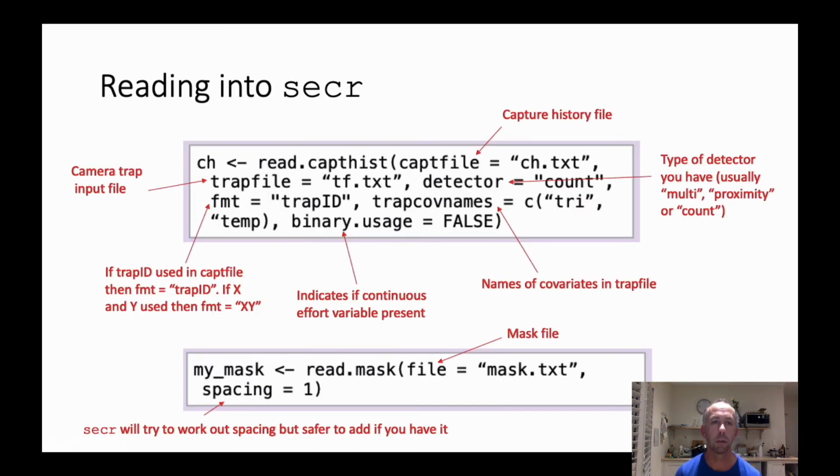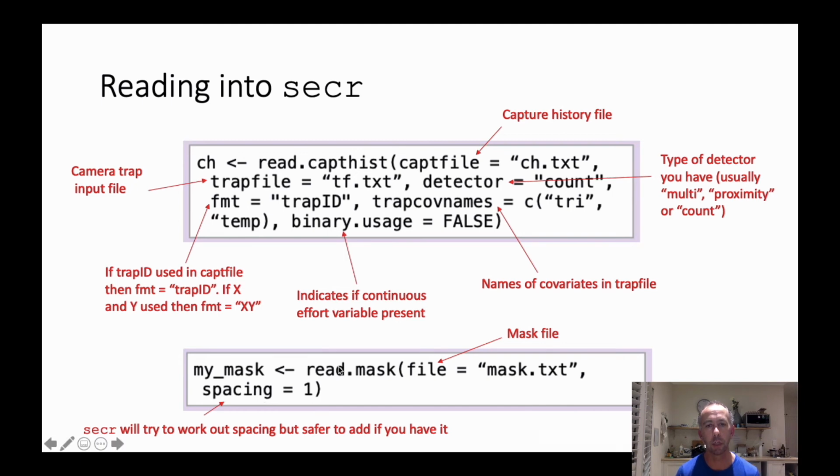Once we've got our 3 input files, all that we need to do is to read these into SCR. And we can do this with 2 functions, read.captest and read.mask. Read.captest reads in both the capture history file and the camera trap input file. There are a bunch of other options whose values will depend on your particular application. For read.mask, all we need to enter is the name of the mask file and the spacing between mask cells. You can leave out the spacing and SCR will try and work out the spacing, but if you know it, it's safer to add it.